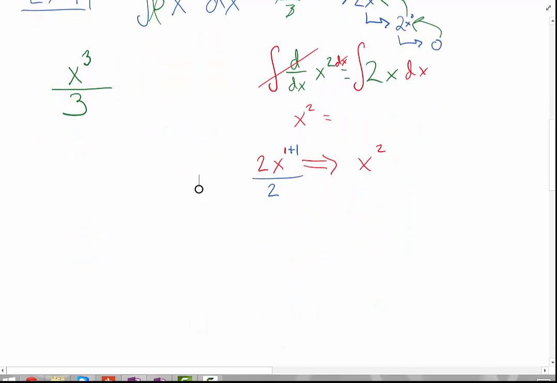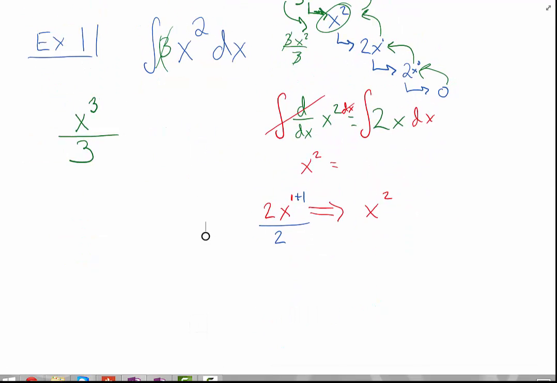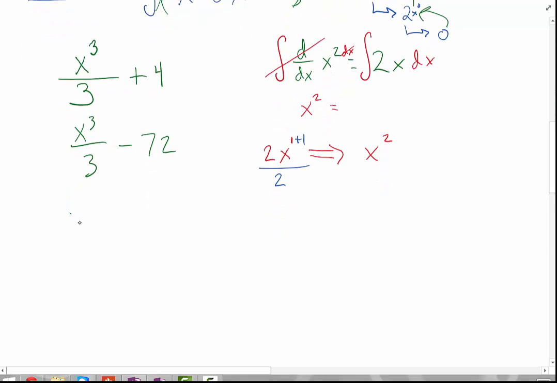However, there's one thing I want you guys to think about, and that's: what about the constants? So if I had a constant in there, like x cubed plus 4, would that be the same thing? Well, yeah, when I take the derivative, the 4 goes to 0, so it would still be x squared. What about x cubed over 3 minus 72? We'd still get, when we take the derivative, x squared. What about x cubed over 3 plus 980?